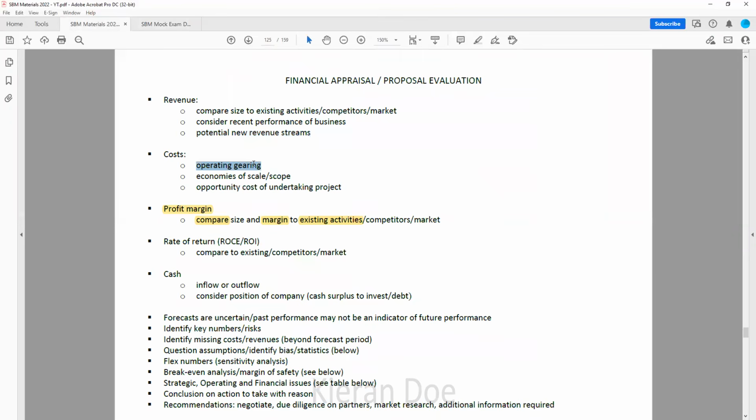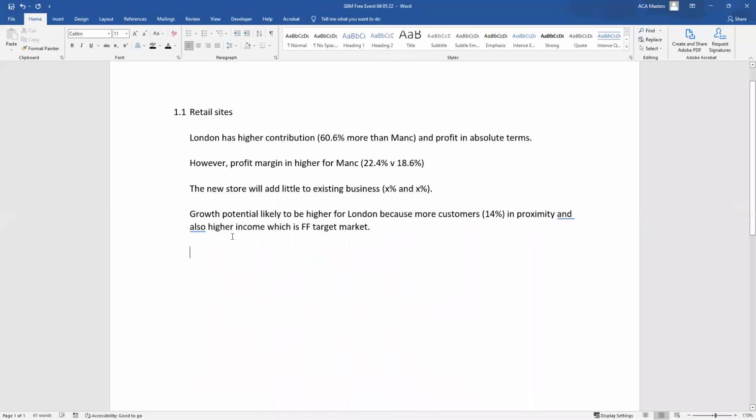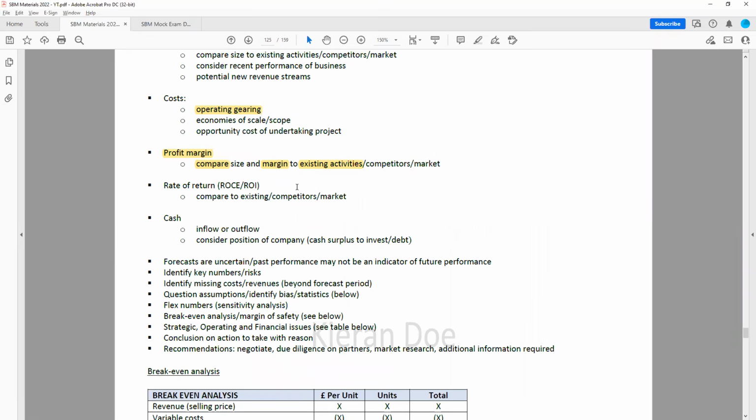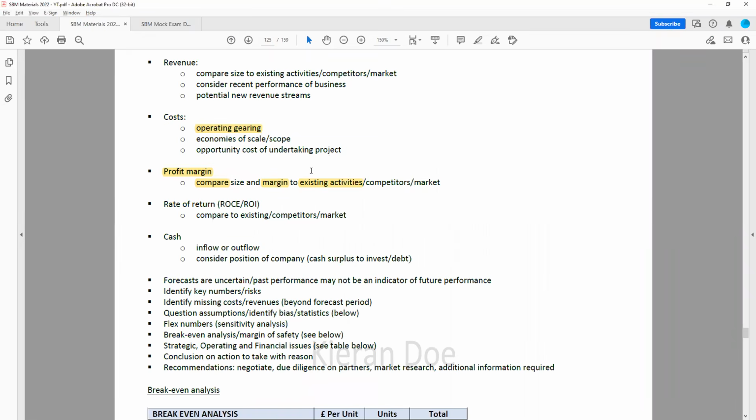If we think about costs, we could say as well, there's more risk here with London because there are more fixed costs. So you can say London has greater risk due to higher fixed costs, increasing operating gearing. And of course, that's a concern specifically of the finance director. So it's definitely worth pointing out there that London adds more to that risk. So all kind of useful points to consider.